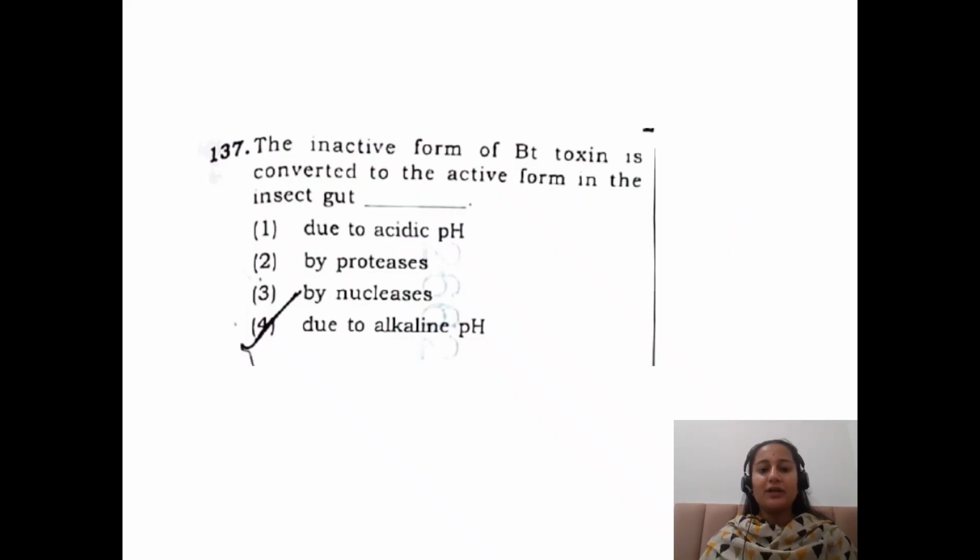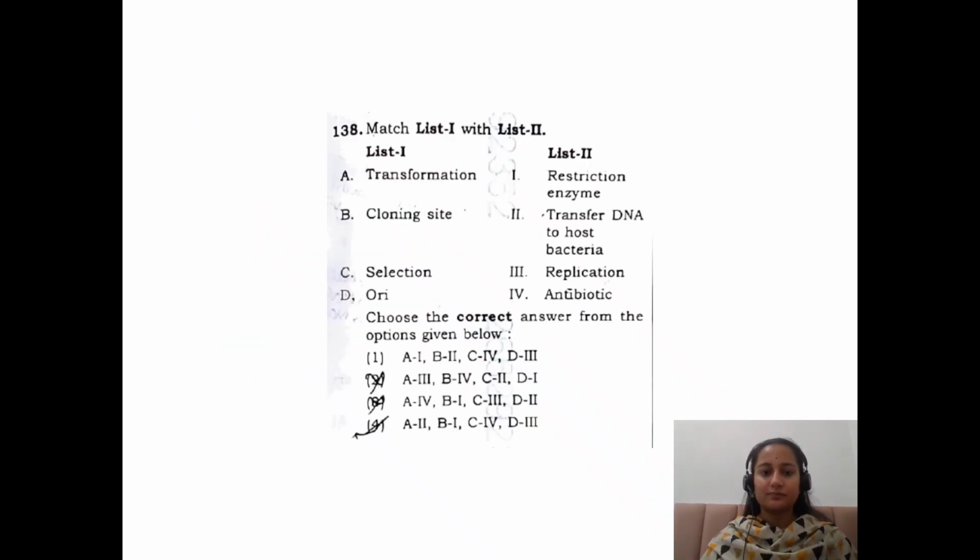The inactive form of Bt toxin is converted to the active form in the insect gut due to the alkaline pH. So this question is from biotech. Again, this is also from biotech. Transformation is the transfer of DNA to host bacteria, so A will be 2. Cloning site by restriction enzyme. Selection, antibiotic, origin site for replication. So the answer will be 4.